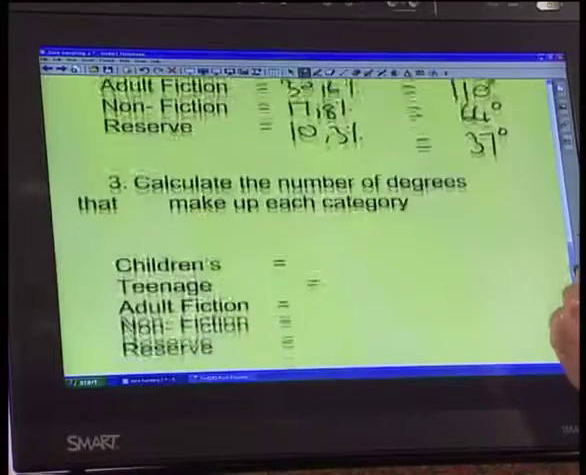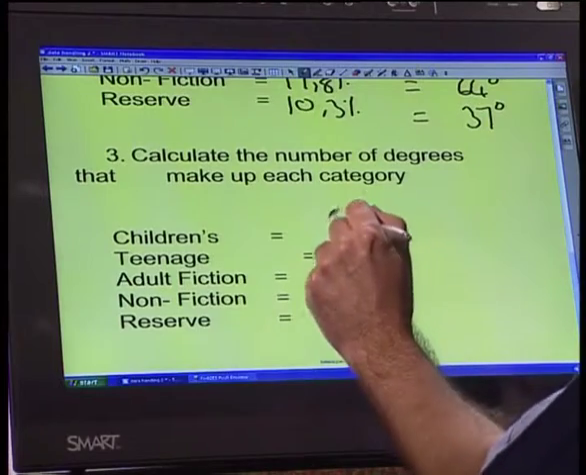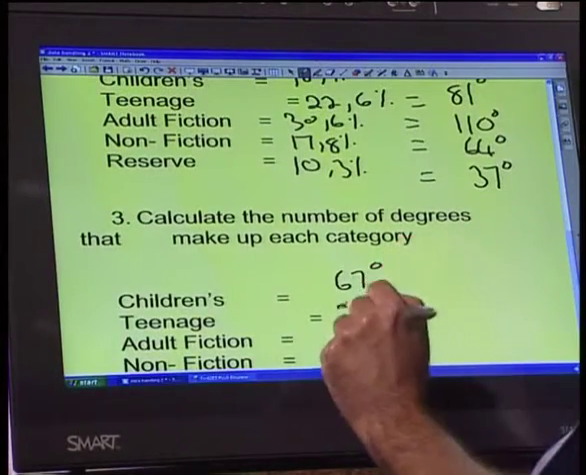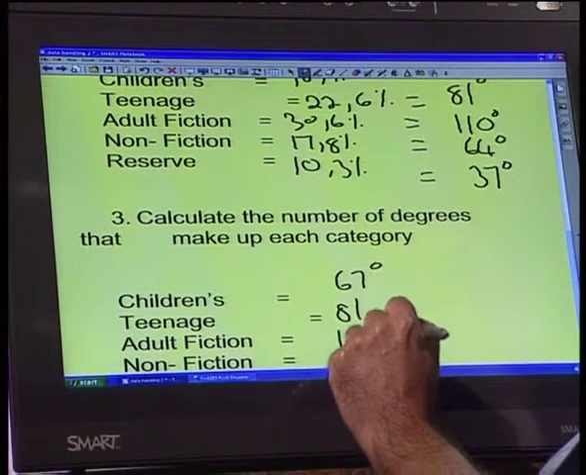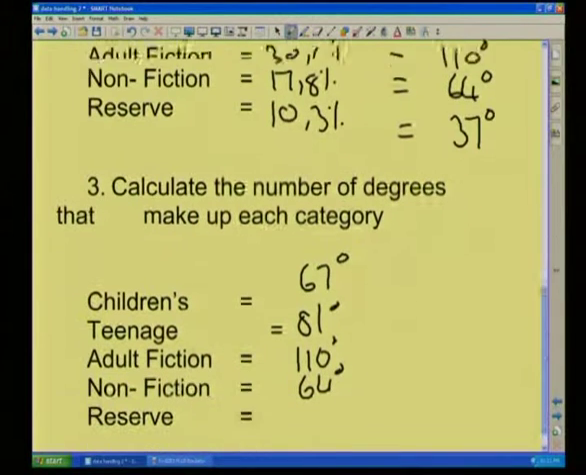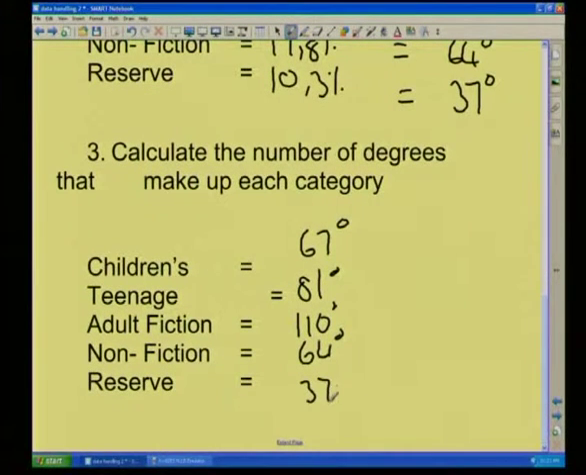Those values I could have filled in over here. 67, 81, 110, 64, and the last one, 37. Now we need to draw the pie chart. We're going to need those degree angles to represent the different percentages of the categories of library books that we have.